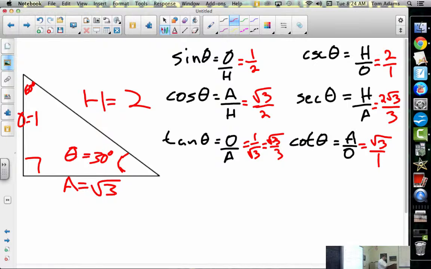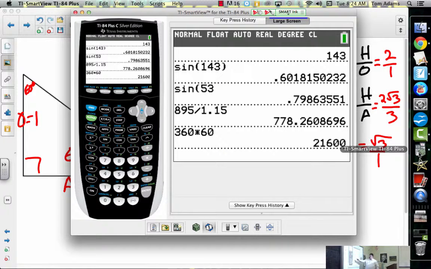Yes? So to define cosecant, secant, and cotangent, would you just use the negative 1 power? Yeah, I'm going to show you that now. So what we want to do is, if we're in your calculator, your calculator, if you'll notice, only has the first 3 trig functions.